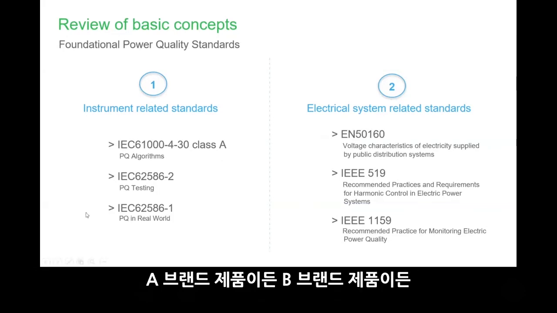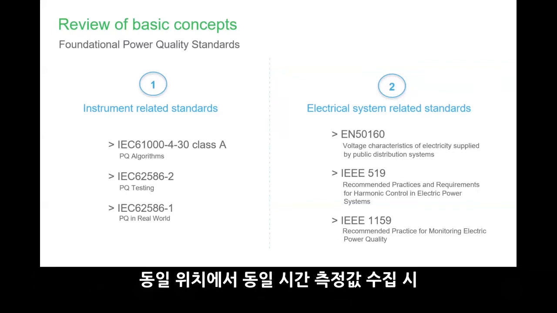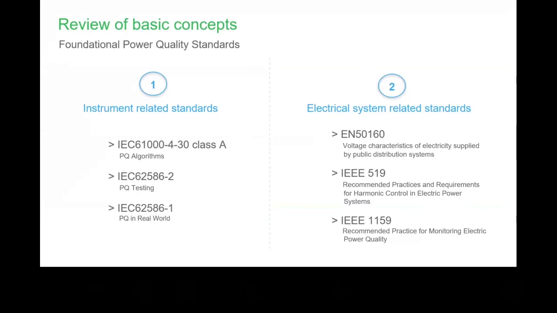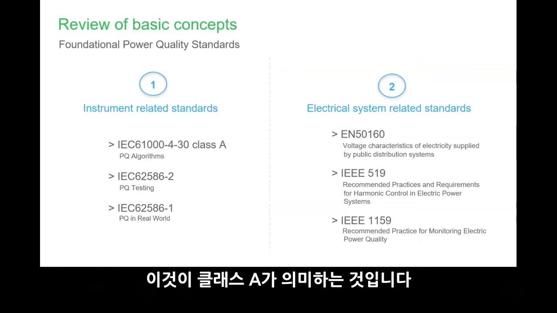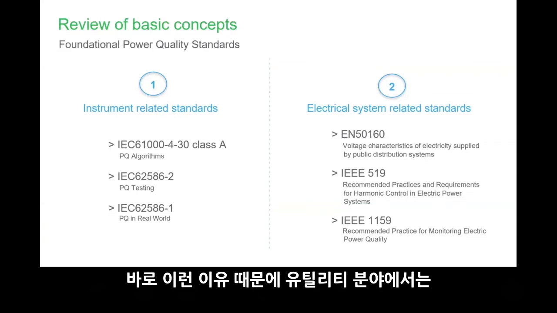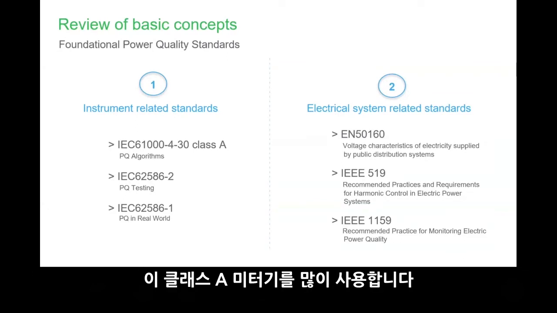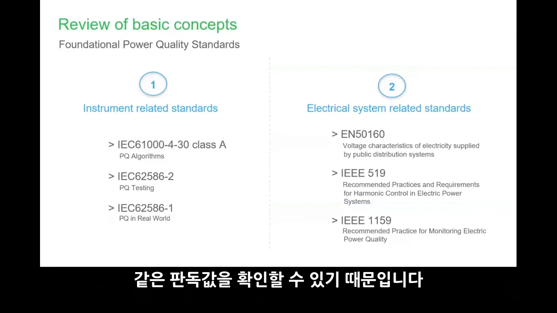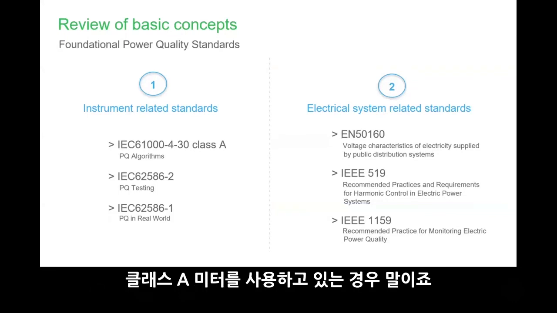Okay. Now, what's the difference between Class A and Class S? Whenever you have a Class A meter, brand A or brand B, the moment they claim that they have a Class A meter, the measurements that they collect at the same timing, at the same point, the readings must be the same. The tolerance is very little. The value is exactly the same; this is what it means by Class A. That is the reason why utilities are enforcing a lot of this Class A meter. Why? Because whatever reading that you capture is the same reading that they see, as they are using a Class A meter.